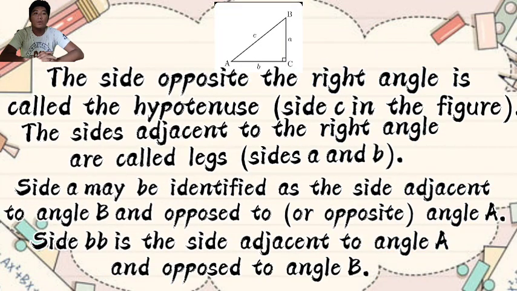Next, we will define the sides of a triangle. The side opposite to the right angle is called the hypotenuse. The sides adjacent to the right angle are called legs. Side A may be identified as the side adjacent to angle B and opposite to angle A. Side B is the side adjacent to angle A and opposite to angle B.